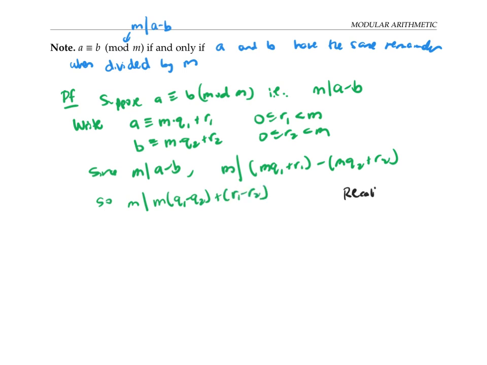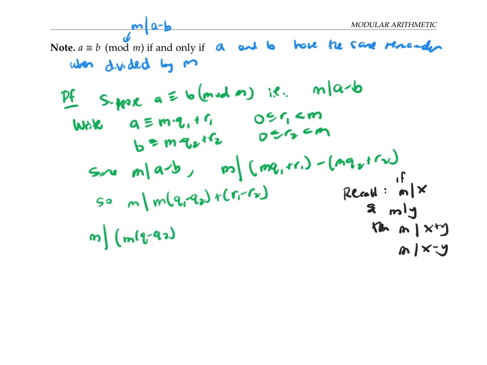Recall that if m divides x and m divides y, then m has to divide x plus y and x minus y. We can use that fact here. m has to divide this whole thing, but it also clearly divides this piece. So m must divide the difference of the whole thing minus just that piece, which means that m divides r1 minus r2.